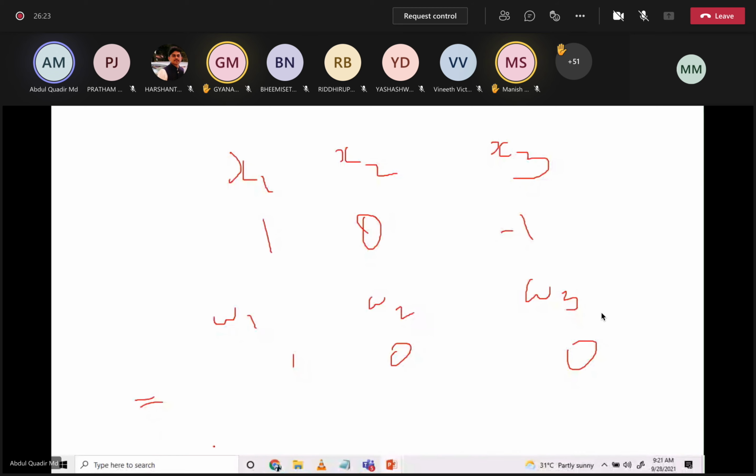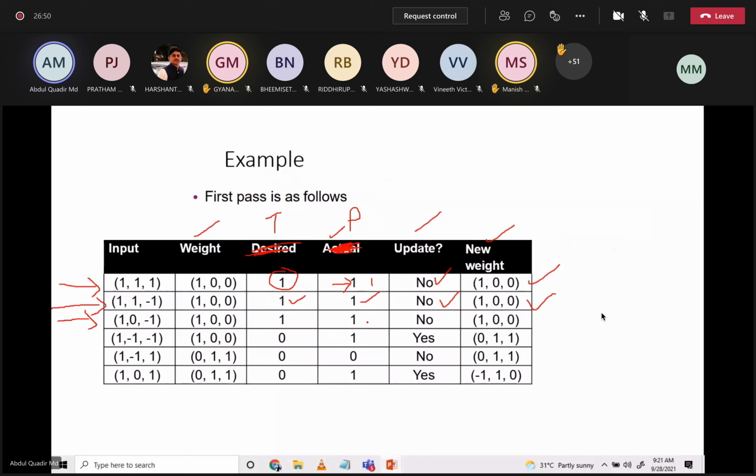The Perceptron rule. So 1 into 1 is 1, plus 0 into 0 is 0, and minus 1 into 0 is 0. What is the summation, the aggregate? 1. What is the rule? If 1 is greater than 0, what will it fire? 1. So we have got 1.